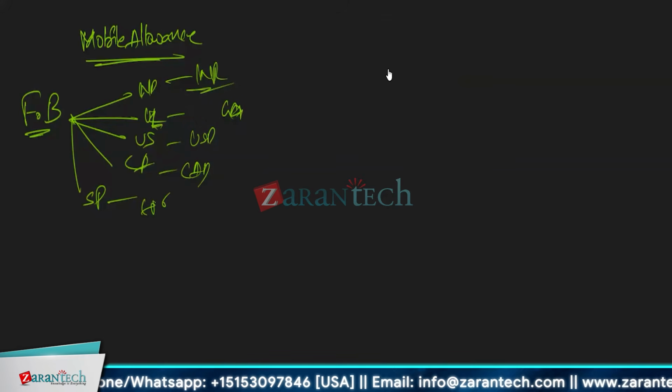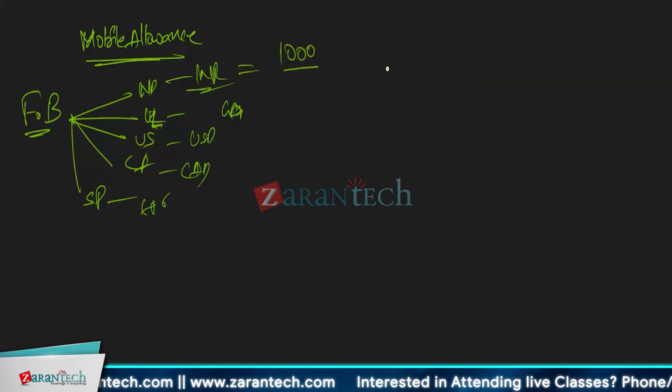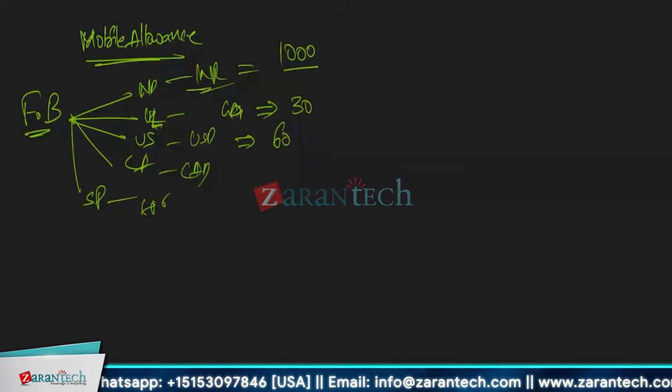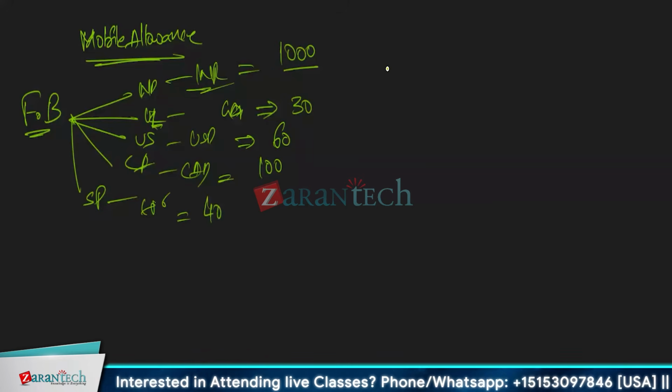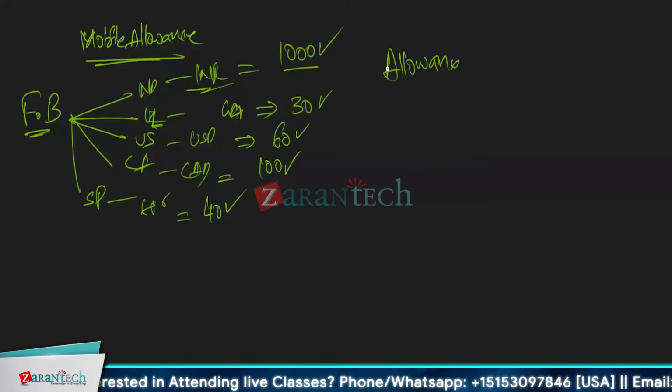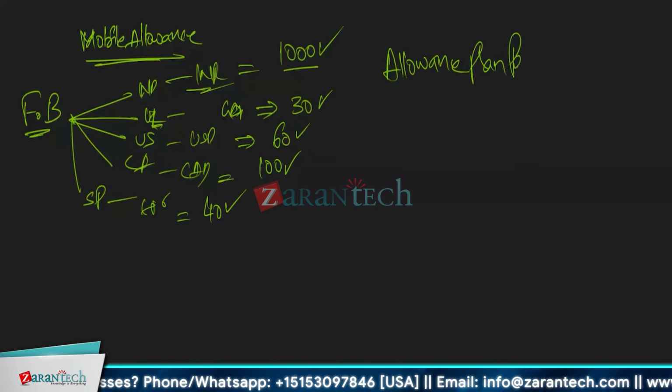So if it is an employee from India, you want to pay the employee 1,000 rupees. But if the employee is from UK, you want to pay maybe 30 pounds. If the employee is from US, you want to pay maybe $60. For Canada, maybe $100. For Europe, for Spain, maybe 40 euro. So you want to pay different amounts based on where the employee is from. Okay, so if you want to create this kind of a structure, you have something called allowance plan profiles in Workday.